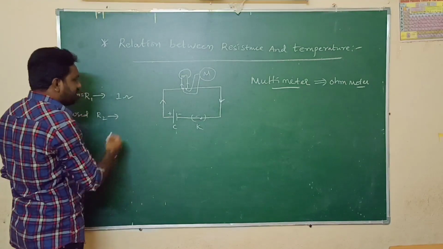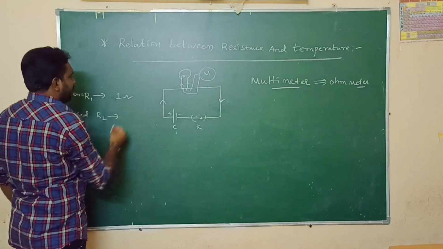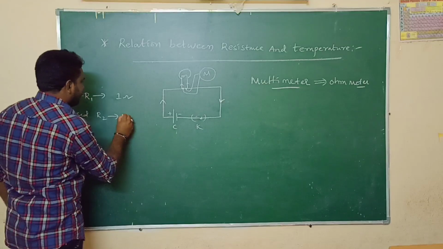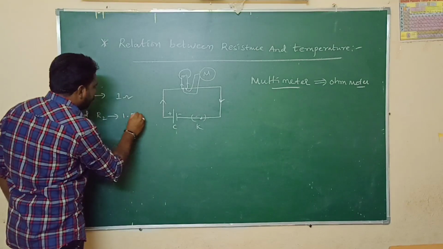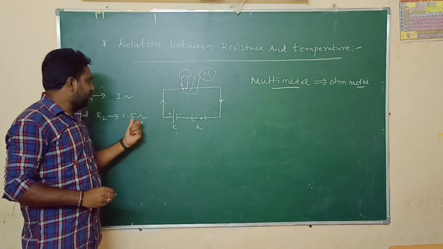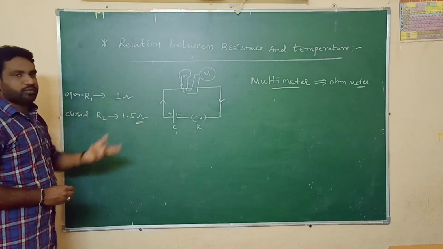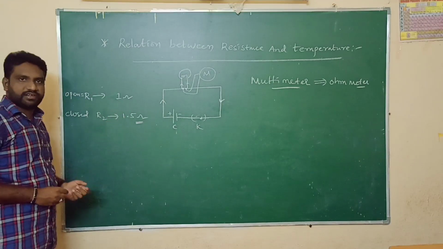So it is observed that after a few minutes, the reading of the ohm meter, the resistance of the filament or electric bulb, is 1.5 ohms. It is observed that the resistance of the electric bulb becomes 1.5. If we measure the resistance after a few seconds, again it is going to increase.